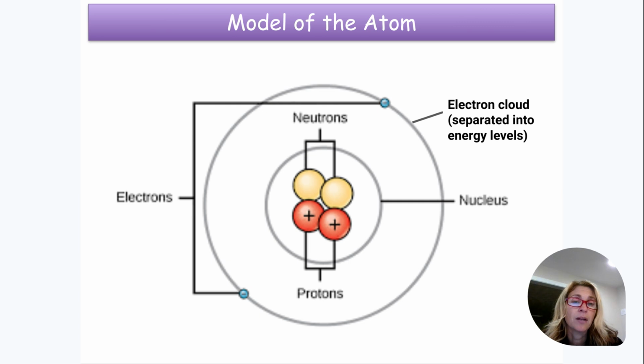Here's a model of an atom. This is a Bohr model of the atom. You can see the center of the atom, the nucleus with the positively charged protons and the neutrons with no charge. We can see the electron cloud is the region outside the nucleus, and you can see that those electrons are dispersed within the electron cloud into areas we call energy levels.